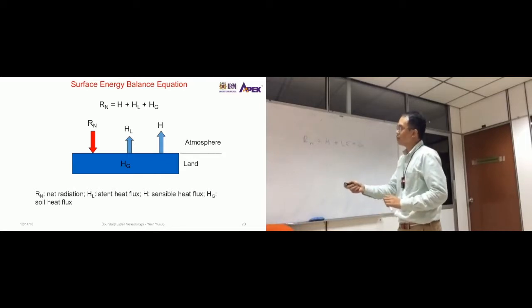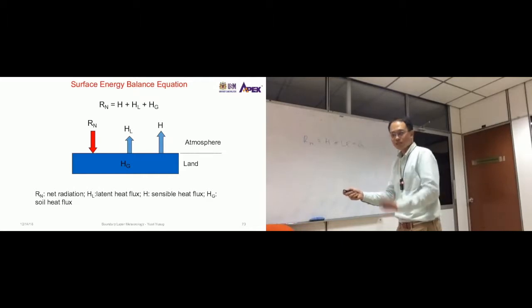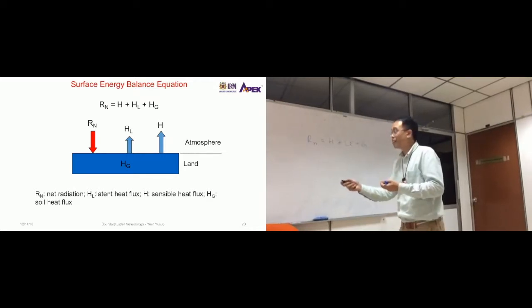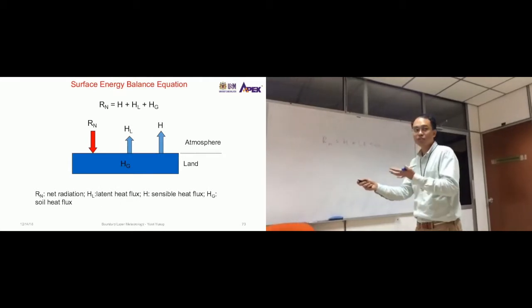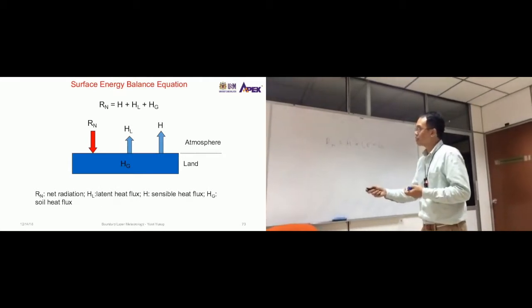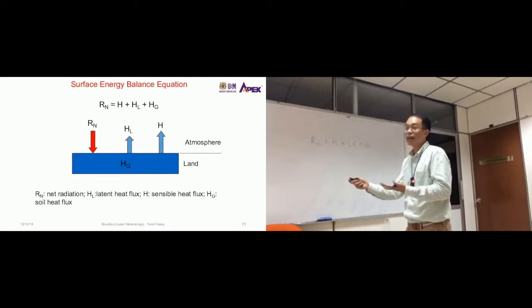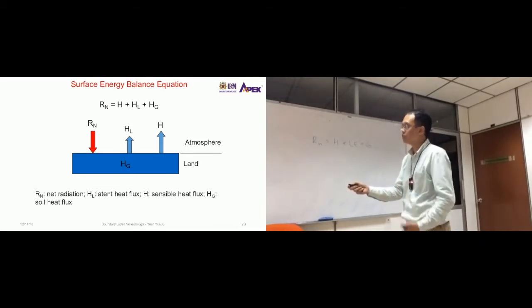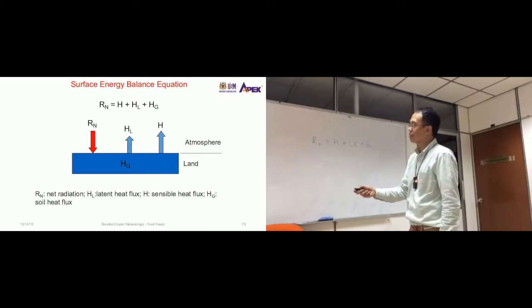So this is in diagram form. You have Rn coming in. This is latent heat, evaporation, right? So whatever energy comes from the sun gets released back into the atmosphere through this evaporation. And there's also some sensible heat being released into the atmosphere. This is dry heat. This is wet heat in the more common, understandable terms. And then there's also some energy being stored by the land or by the surface itself.